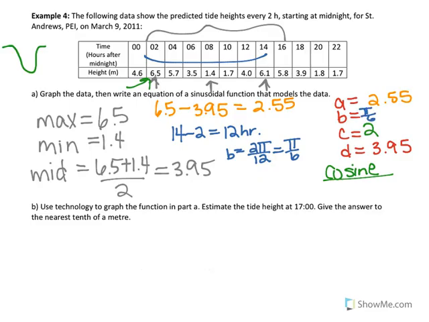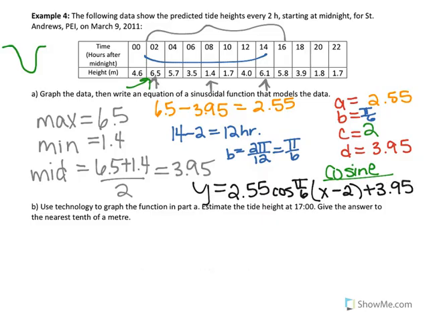All right, so make our equation. It's going to be y equals 2.55 cos of pi over 6 times x minus 2 plus 3.95. All right, so that's an approximate equation for this graph.